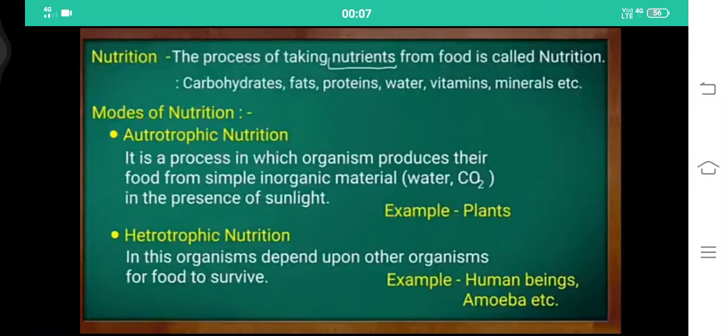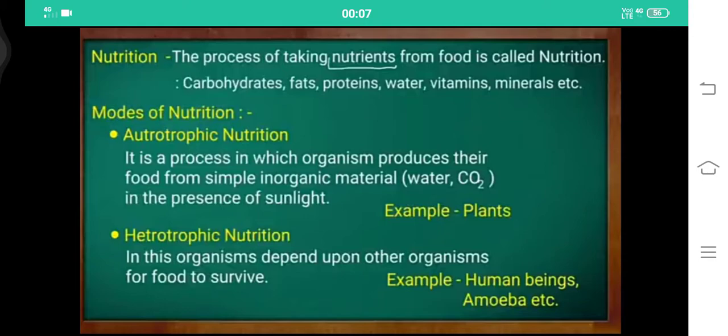Next, you already know the definition of nutrition. The process of taking nutrients from the food is called nutrition. What are the nutrients, children? You know very well, you have studied in 6th and 7th standard. The nutrients are the essential materials required by our body to conduct metabolic activities: carbohydrates, fats, proteins, water, minerals, etc. These are the important nutrients required for our body for conducting many activities.